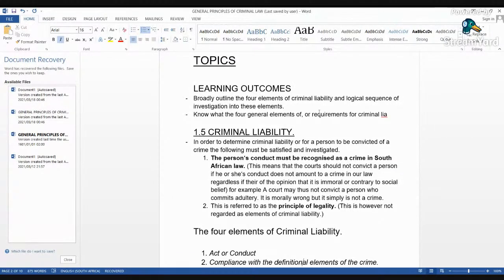That a person's conduct must be regarded as a crime in South African law is called the principle of legality. However, before we go any further, it should be noted that the principle of legality is not part of the four elements of criminal liability. It is not. So please, whenever you are stuck in an exam or trying to rack your brain, remember that the principle of legality does not form part of the four elements of criminal liability.